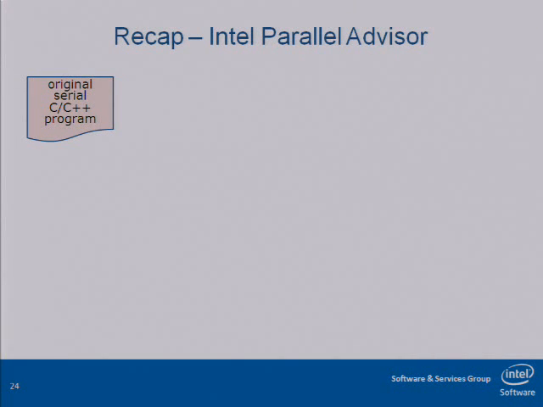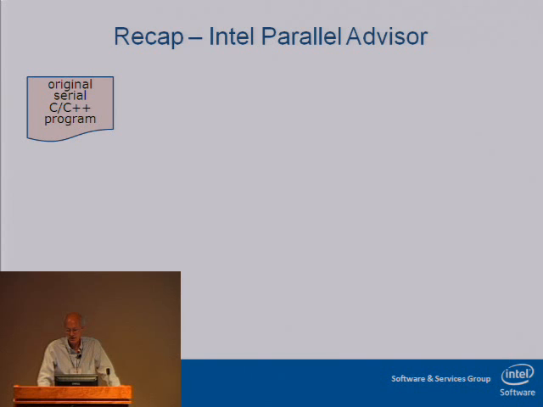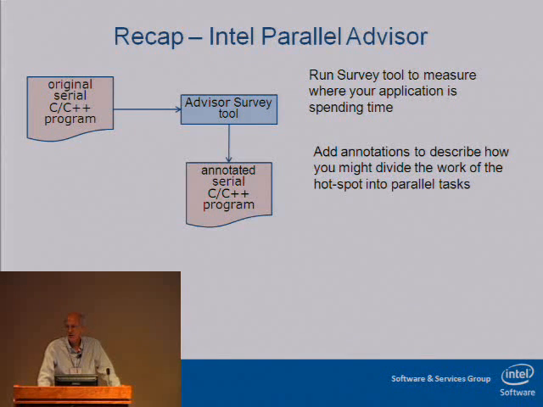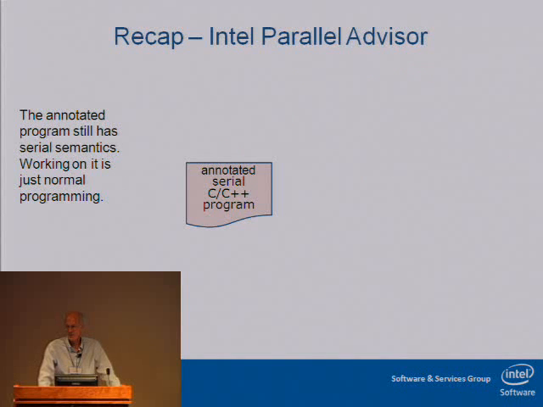So let me do a quick recap of how Parallel Advisor works. Since we've seen the pieces, now we'll see them all together quickly. You've got your serial program in C or C++. I probably forgot to say this only applies to C and C++ and currently only on Windows. So you use the survey tool to do the profiling and find out where your time's spent. You add your annotations for your parallel regions, and you still have a serial program. It still works just the way it always did.